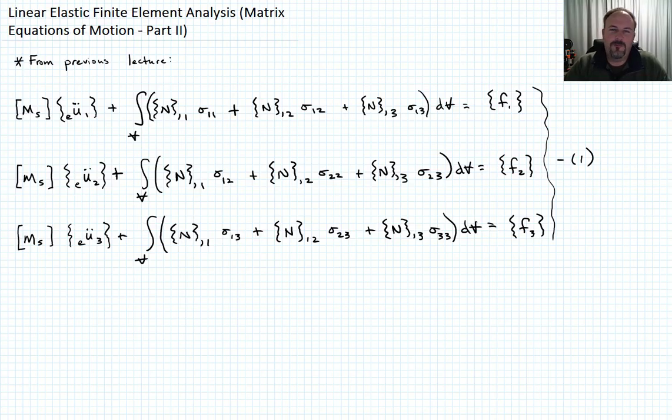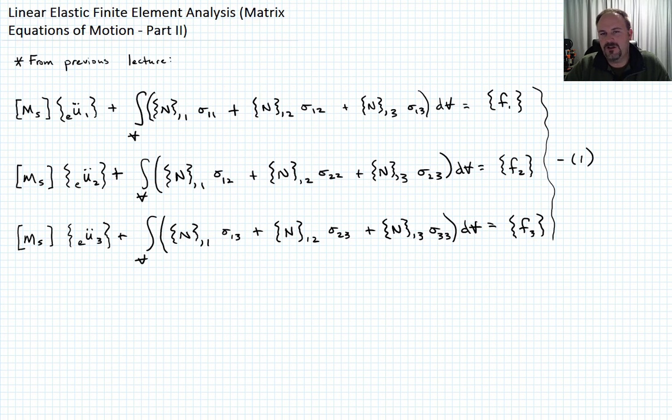Okay, we're picking up in this part 2 of the matrix equations of motion, and this is obviously at the element level. We're picking up from the previous lecture. So I've already written down the equations that we obtained in part 1 of this lecture, and I'm going to label those as equation 1.